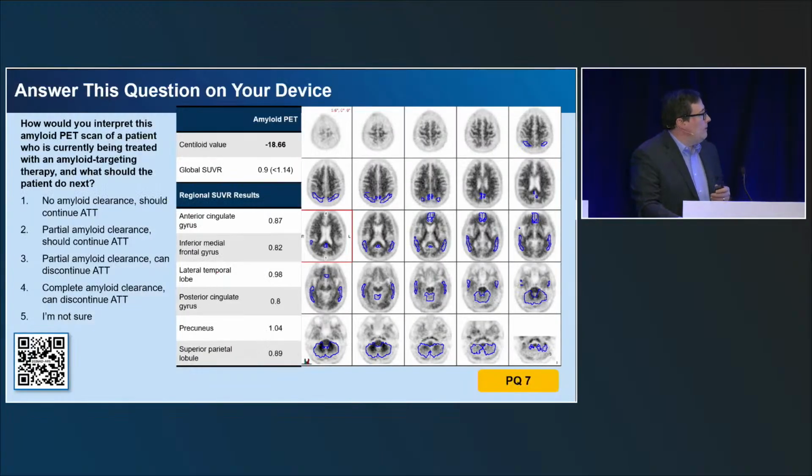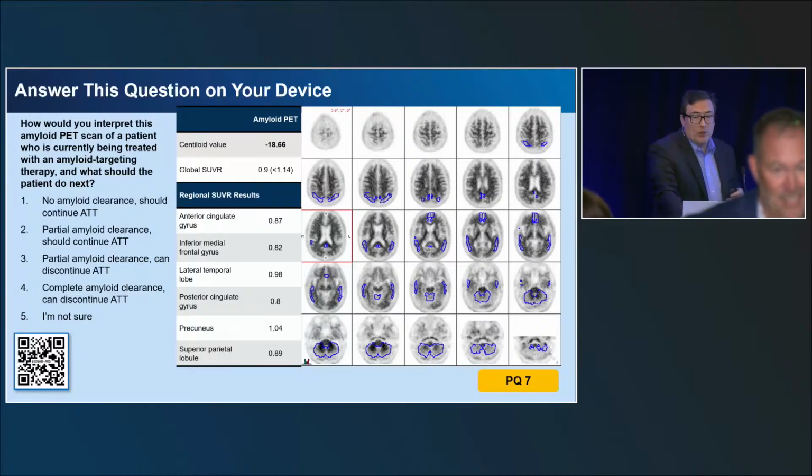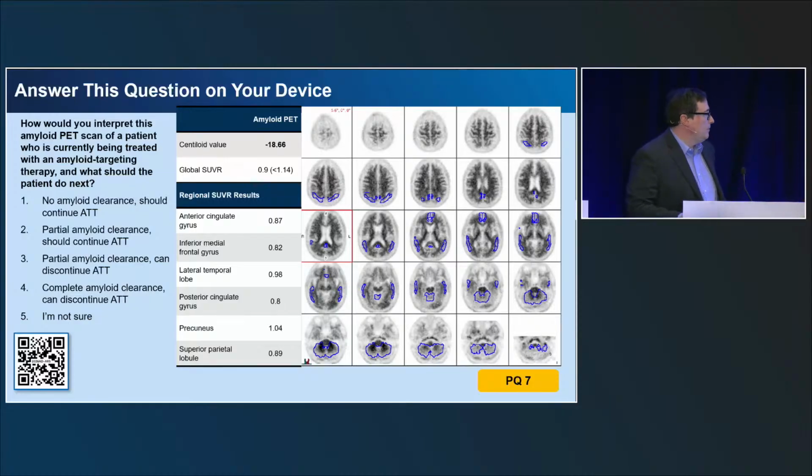So how would you answer this? Sorry, I kind of gave it away, but how would you interpret this amyloid PET scan? Someone who's currently on treatment, what should happen next for this patient? How would you interpret this? No amyloid clearance, continue therapy. Partial clearance, continue therapy. Partial clearance, discontinue therapy. Complete amyloid clearance, discontinue therapy.